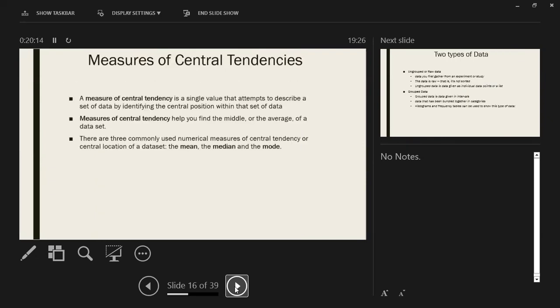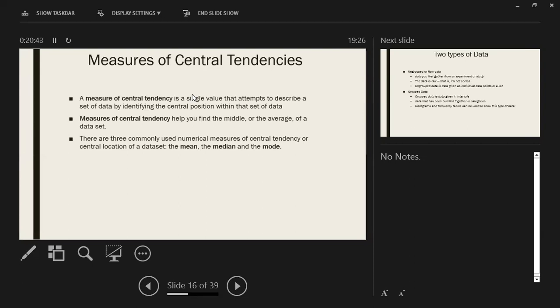So now we are done with data presentation methods. We showed you that there are tables, there are bar charts, there are line graphs, there are pie charts, and so forth. So now let's look at the measures of central tendency. We talked about it briefly last time, so now we are going to get into much more detail.